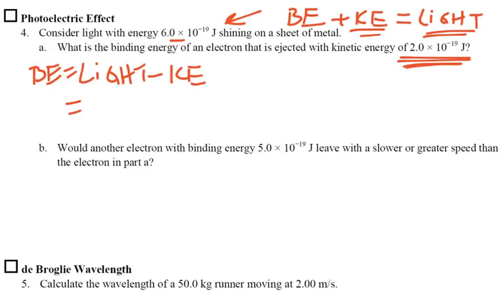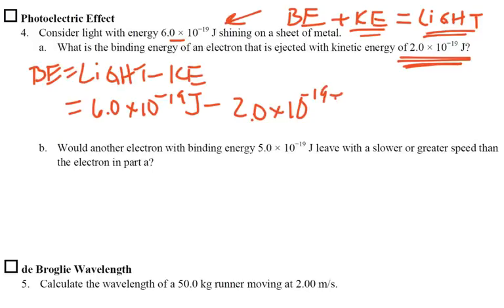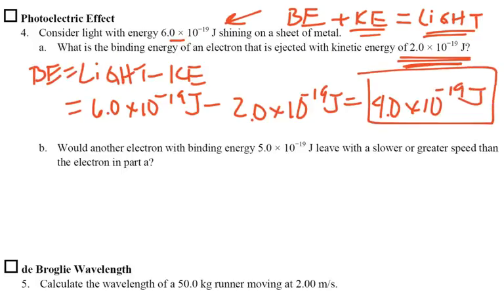So that is going to be 6 times 10 to the negative 19th joules minus 2 times 10 to the negative 19th joules. So even without a calculator, we can see that that's going to be 4 times 10 to the negative 19th joules. And that is our binding energy. That's the energy holding it into the piece of metal.